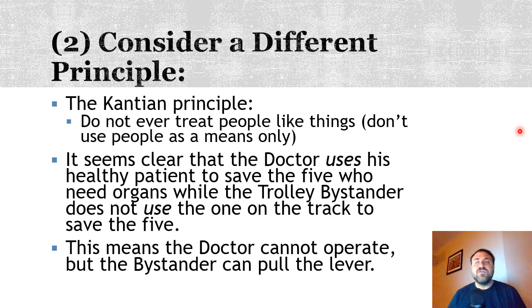Perhaps we should consider a different moral principle, something other than the rights principle or the greatest good principle. And so Thompson tries out one for size that seems like it might work, and she calls it the Kantian principle, for reasons that you'll see later in the course when we discuss Kant's moral theory. But basically, this principle is going to be as follows. Do not ever treat people like things. That is, don't ever use people as a means only. That seems like a pretty good moral principle.